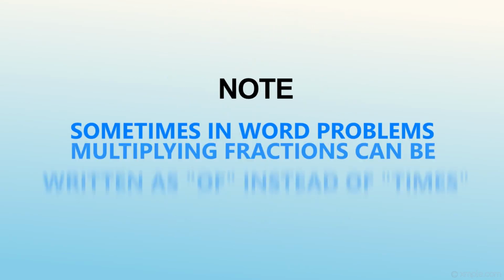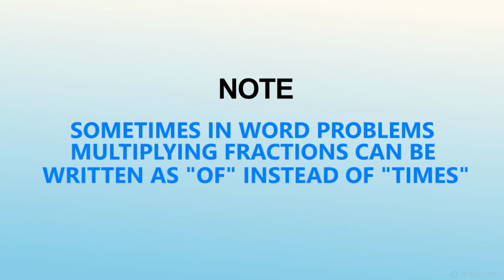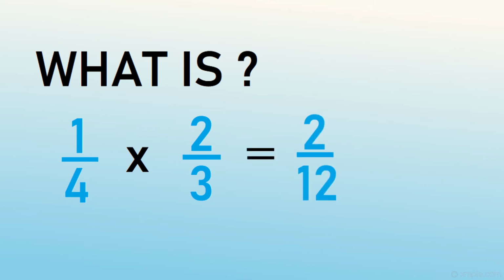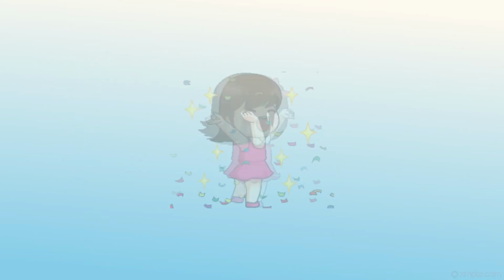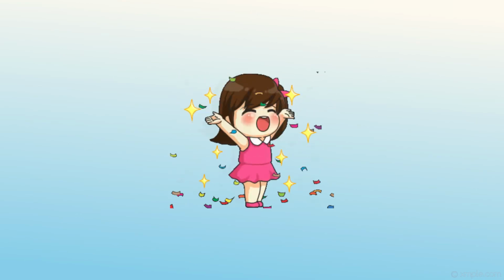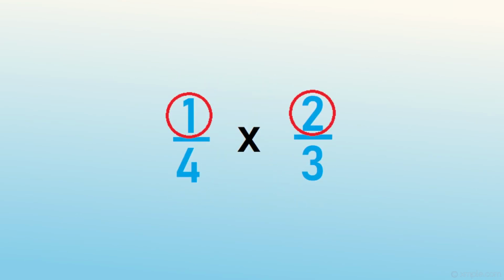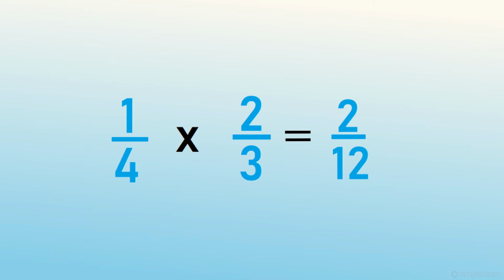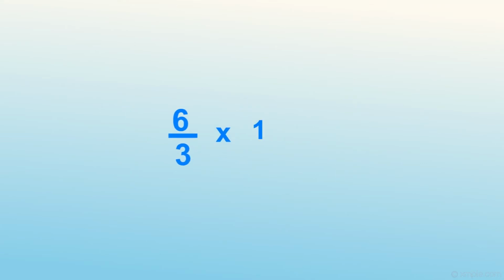In fact, sometimes in word problems you will see multiplying fractions written using the word "of" instead of "times". They may ask, what's 1/4 of 2/3? Now you know that means 1/4 times 2/3. That will give you 1 times 2 is 2 and 4 times 3 is 12. So that gives you 2/12. You have seen how easy it is to multiply fractions. You just have to multiply the top numbers together and bottom numbers together to get your desired answer. Like if you have 6/3 times 1/5, you will get the answer 6/15.